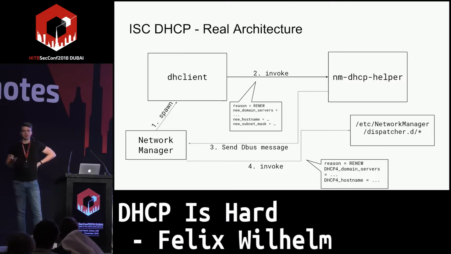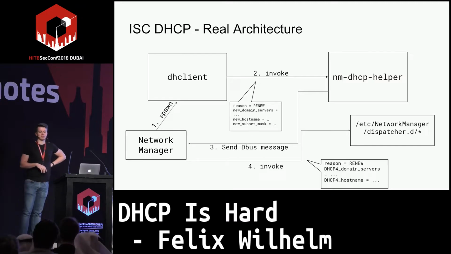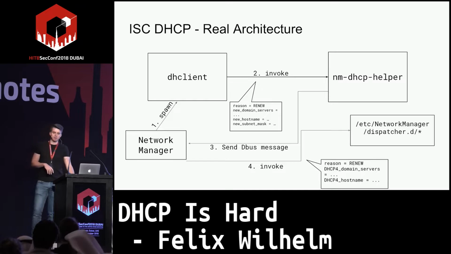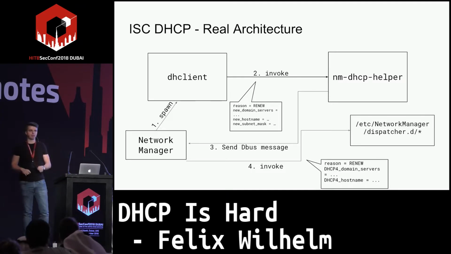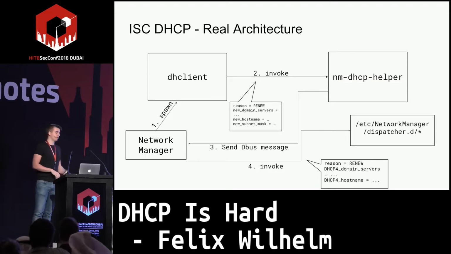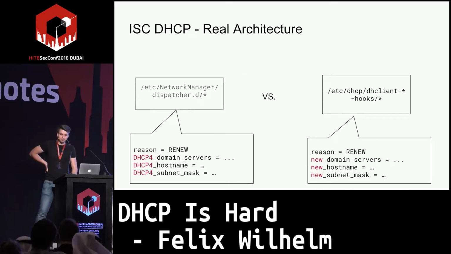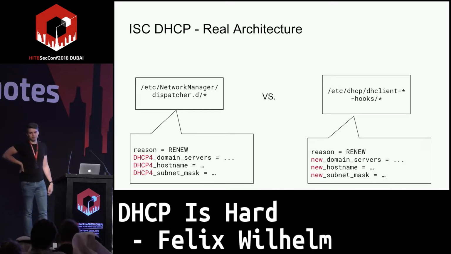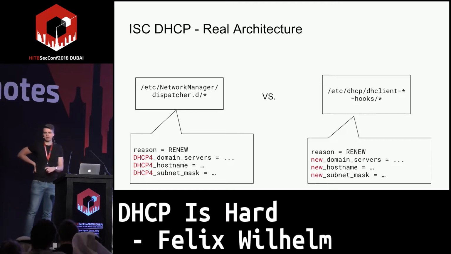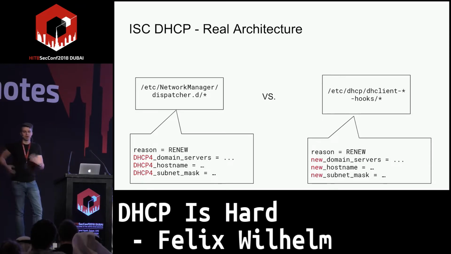They decided they actually have a different environment naming scheme. So instead of having the option name something like new_domain_servers for a new domain servers option, they name it DHCP4_DOMAIN_SERVERS. So basically, on the left side you can see the new version, on the right side you can see the old version, and you can see the naming scheme is slightly different.